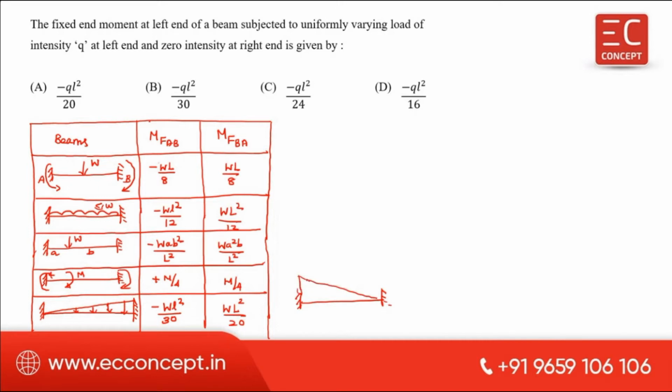The loading diagram is something like that, then your intensity of moment at this left end is WL square divided by 20. How? Because the intensity is maximum at this end. This is WL square divided by 30. So this is the answer. So answer for this question is minus. A is the correct answer.